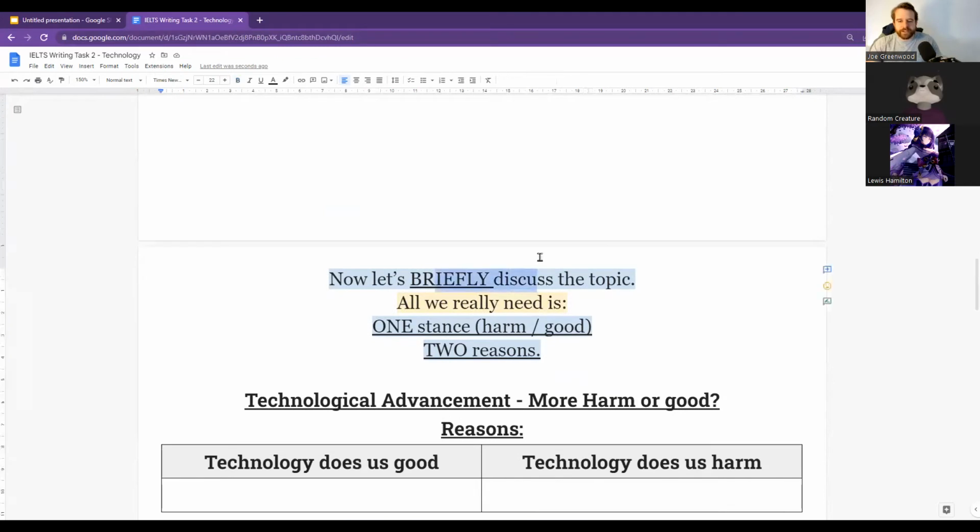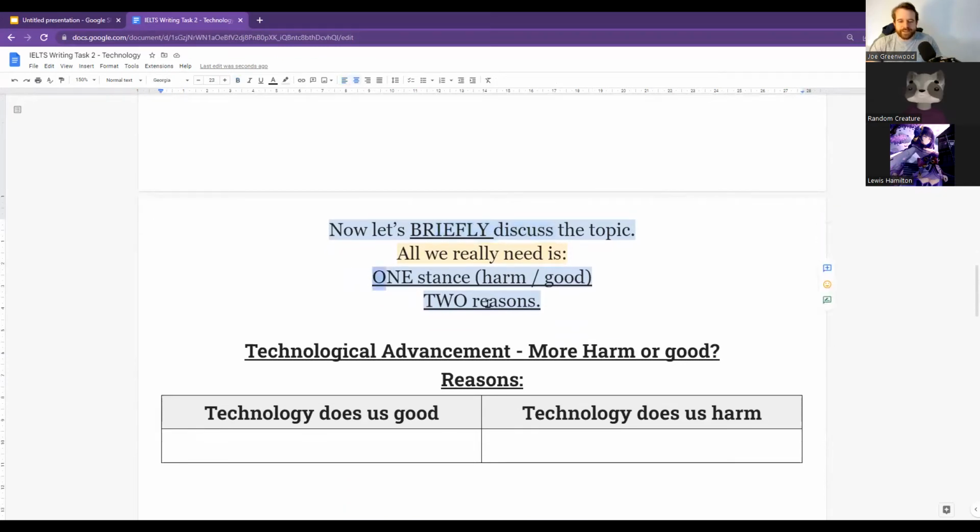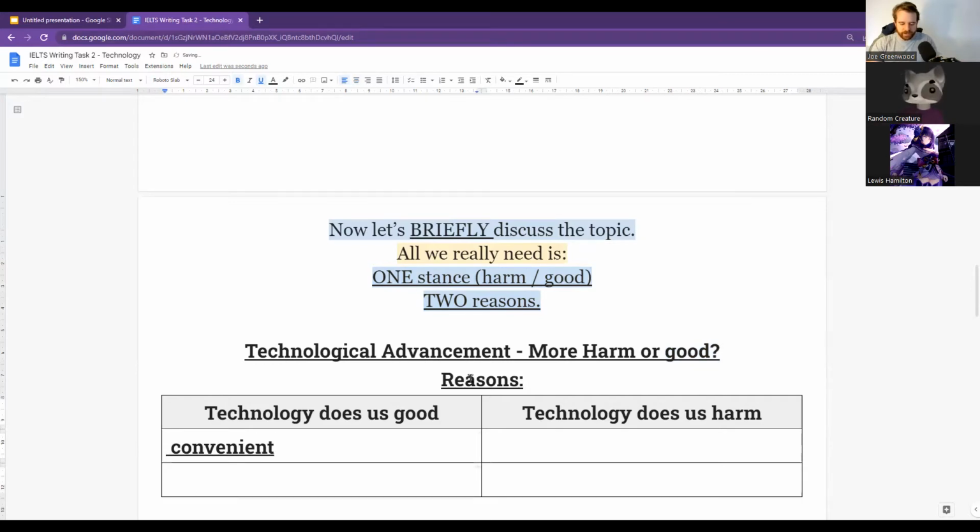So let's briefly discuss the topic. But all we really need is one stance. We need to choose harm or good and two reasons. If I was doing the exam, I would do this bit in like 30 seconds. I would just say good, and then I would say convenient, and then I would say learning, and that's it. That's all I would do, really, convenience and learning. But I could start the essay right now just from this.